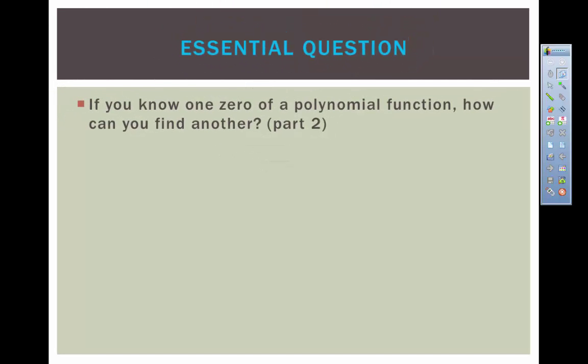The essential question will be, if you know one zero of a polynomial, how do you find the other two? Or the other three or the other four that are missing? So we're going to learn how to find these zeros, because not always do the polynomials factor so well. Sometimes you might have to use the quadratic formula again and things like that.